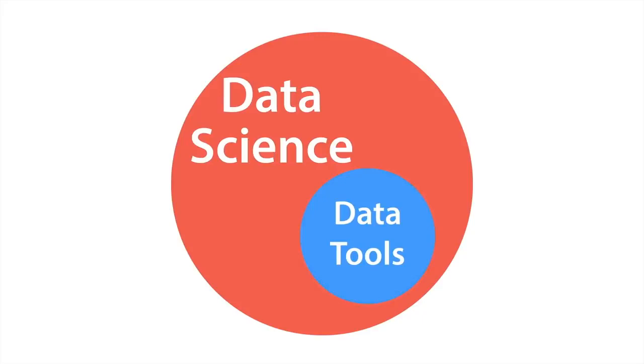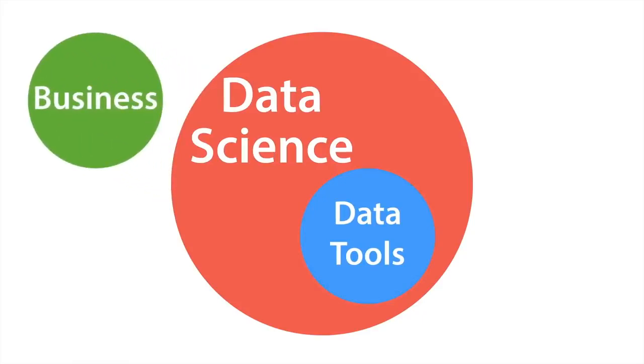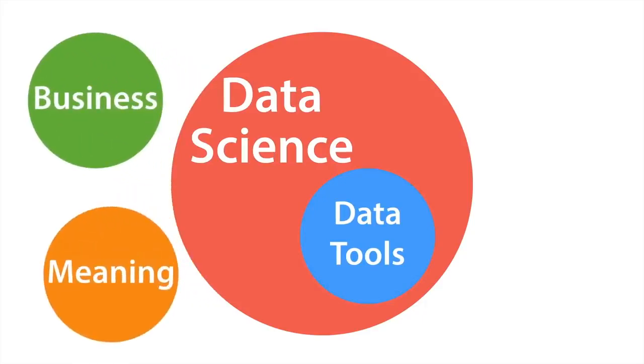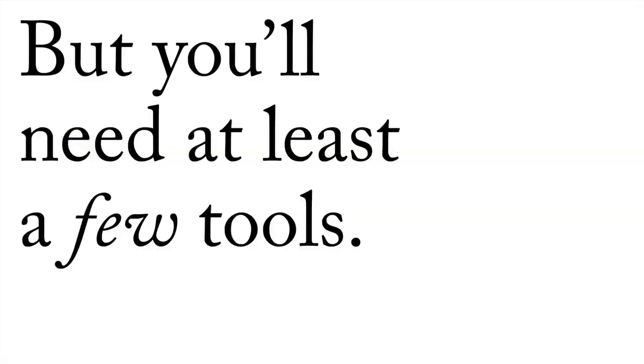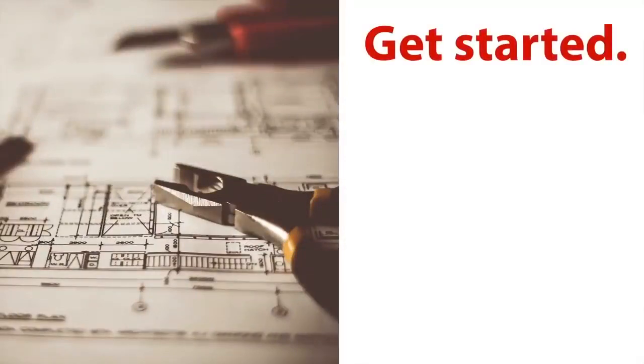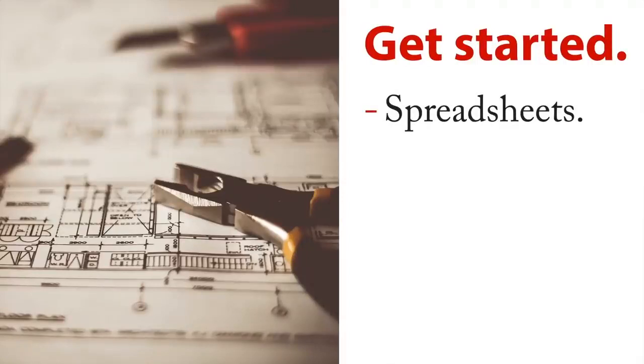It includes things like business knowledge. It includes the meaning making and interpretation. It includes social factors. And so there's much more than just the tools involved. That being said, you will need at least a few tools. And so we're going to talk about some of the things that you can use in data science if it works well for you. In terms of getting started, the basic things, number one is spreadsheets. It's the universal data tool, and I'll talk about how they play an important role in data science.